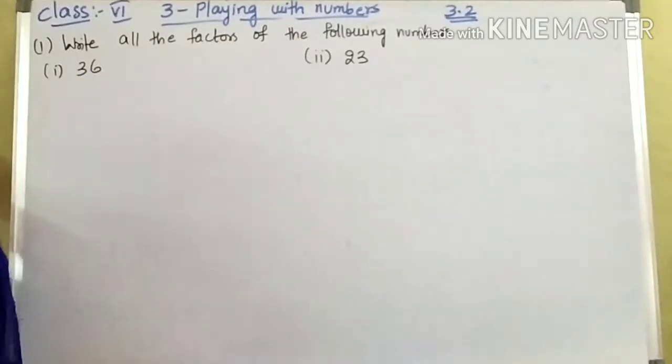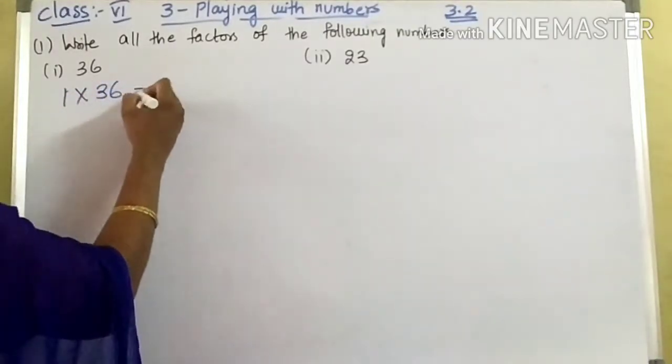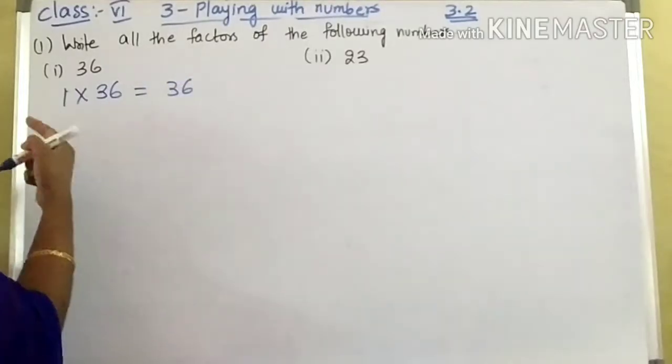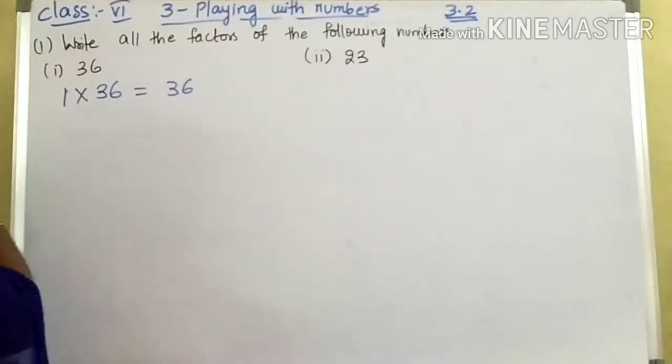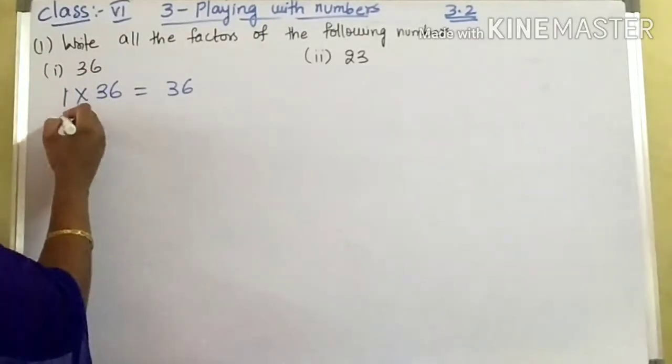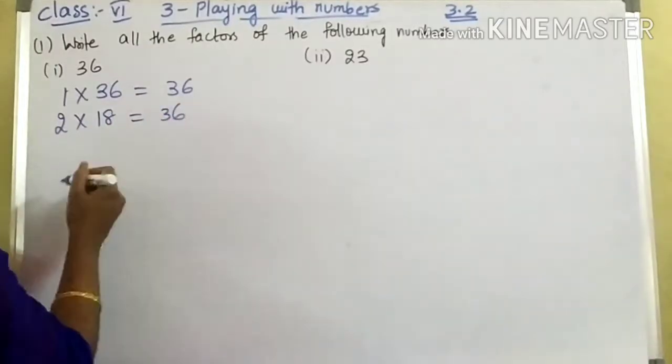36. How to find the factors of 36 here? You know, 1 is a factor of every number. So 1 into 36 will give you 36. That you know. Next, it will go into 2 table. Yes. Here 6 is what is the ones digit? 6. So 6 is an even number. So it will go into 2 table. 2 how many times? 2 into 18 gives you 36.